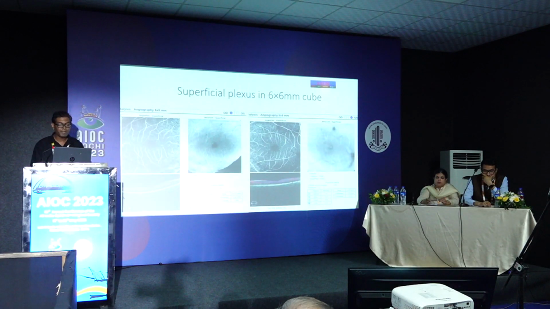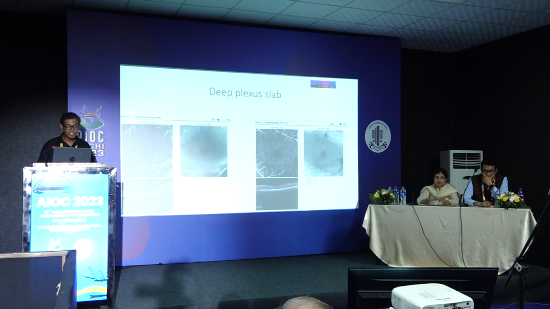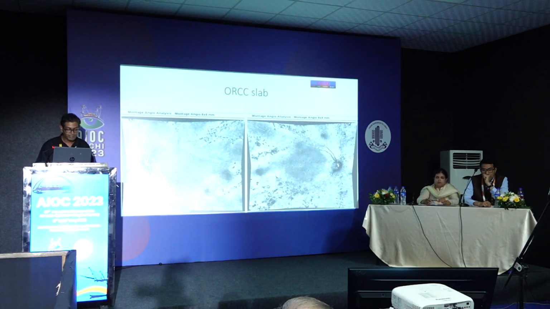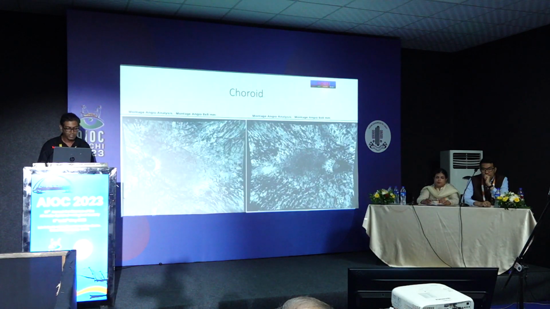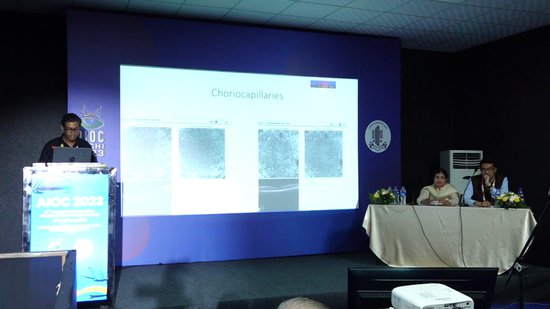This is the superficial plexus over the macular lesion, which looks okay. This is the deep plexus over the macular lesion, which shows some flow void areas over here. This is the outer retinal choriocapillary slab, which shows flow void areas around the paravenous lesion. The choroid shows a lesion corresponding to choroid atrophy. The choriocapillary lesion over the macula shows some flow void areas.